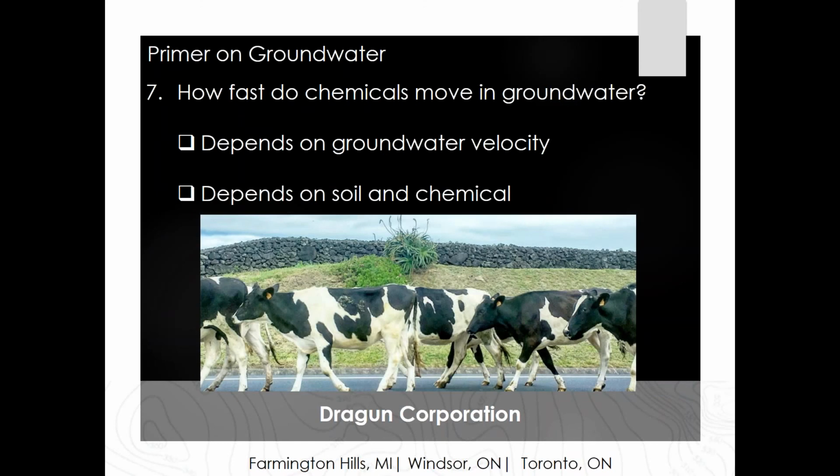So we've got the groundwater flow rate. How fast do chemicals move? It will depend on the groundwater velocity, but it also depends on the soil. Some soils prefer or tend to attach chemicals to themselves. The chemical would tend to attach itself to the soil. Something like a clay soil would tend to do that more readily than a sandy soil. In our case, for nitrates, that's not going to happen, but it can happen if you're looking at some other chemicals.